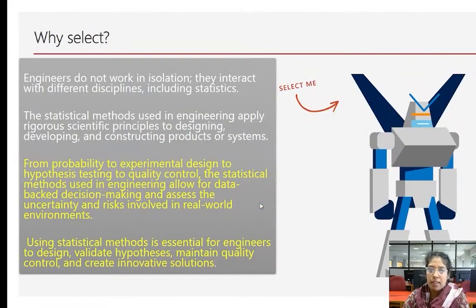Now, the reason to select applied statistics as the open elective is that engineering is just not engineering. It is nothing but the amalgamation of many disciplines. So statistics is included, starting from basic probability, from schooling, to experimental design, to testing the hypothesis for quality control, and also to make better decisions and understand what are the risks involved in real world environments. Statistics is very much useful.